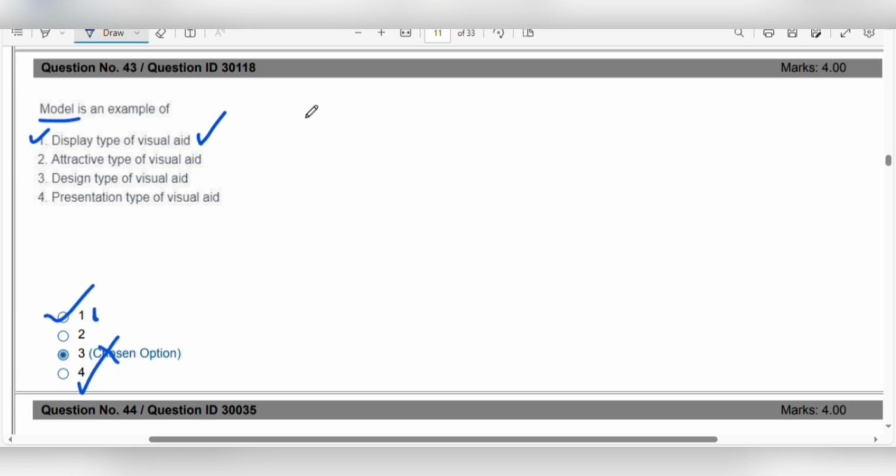Fine. Very good. Moving on. Here you can see the other options: attractive type of visual aid, design type, presentation type. Presentation type is something like a slide. Say presentation is a slide, is a poster. Poster is a presentation type. You have to present it. Even after making the poster, you have to present it. Whereas models are self-explanatory. You don't have to present it. You just make the model and display it. People will come, see it, and they will get to know it for themselves. No need for further explanation or presentation. So it is not a presentation type of visual aid. Fine. It is a display type of visual aid.